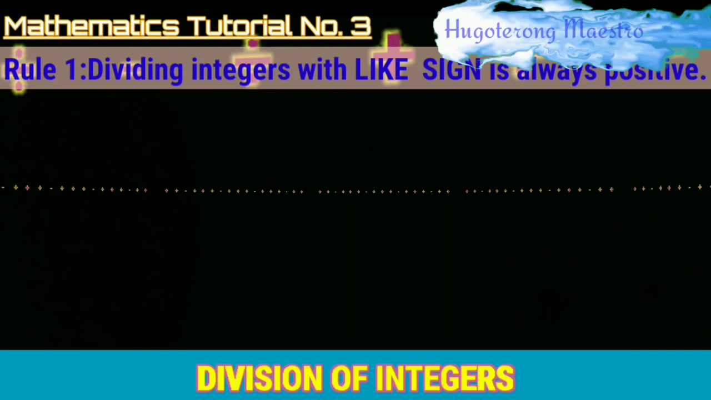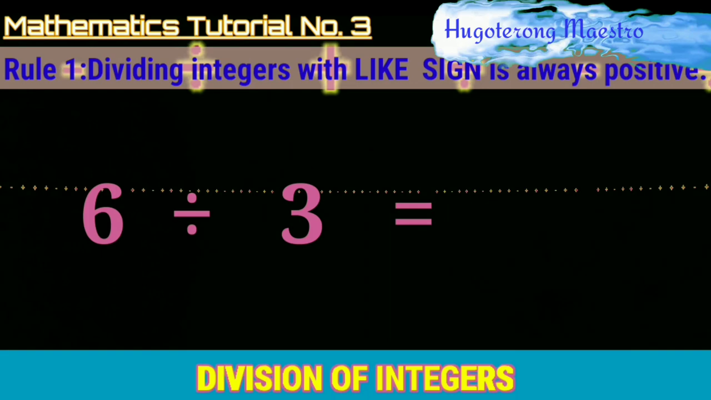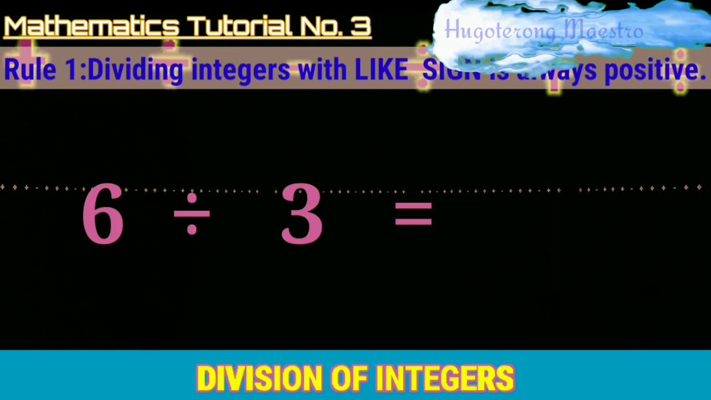Itong rule na to ay parehas lang sa multiplication of integers. So para mas maintindihan natin kung ano ang ibig sabihin nito, let us take some examples. 6 divided by 3. So according to the rule, kapag parehas ang sign ng ating i-divide, ang sagot dito ay positive. So ang sagot natin dito ay positive 2.